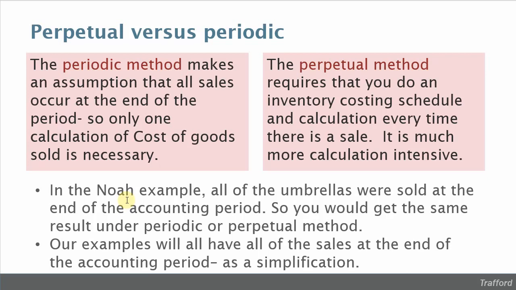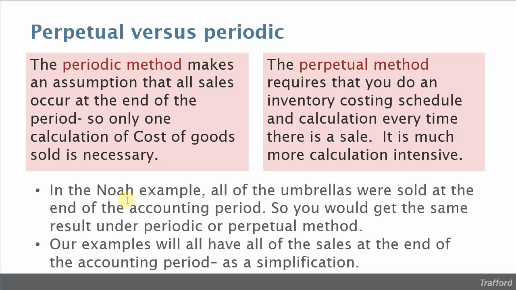If you're using the perpetual method, every time you sell something, you have to build that inventory reconciliation schedule like I showed you, and you compute cost of goods sold just for that item that you're selling right then. And then the next time you sell something, you do another inventory reconciliation schedule and you compute the cost of that item under LIFO or whatever method you happen to use. So it's the same idea, but you're going through it many times.